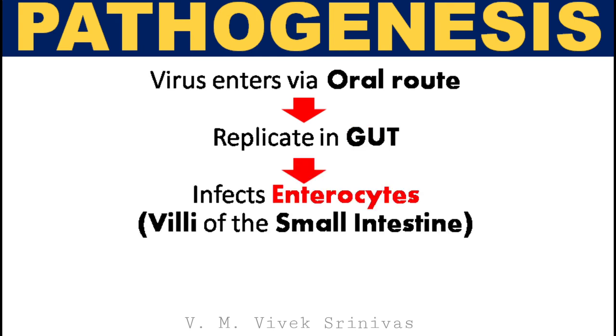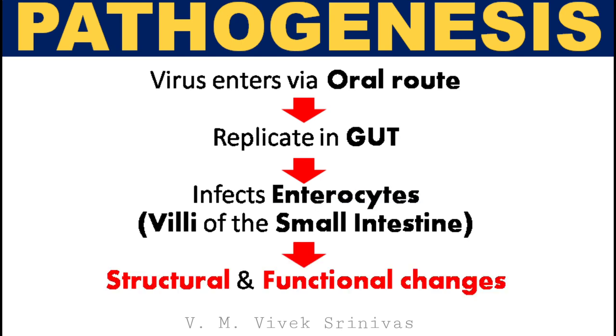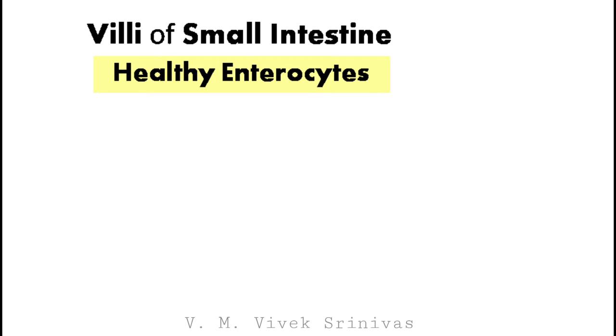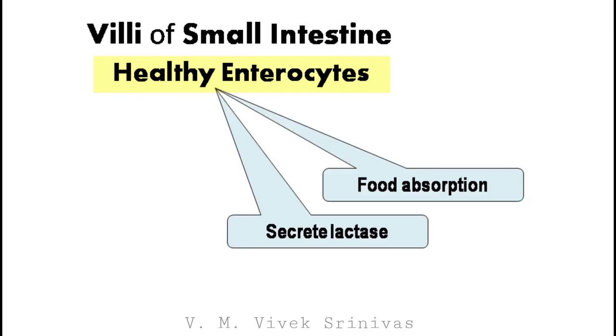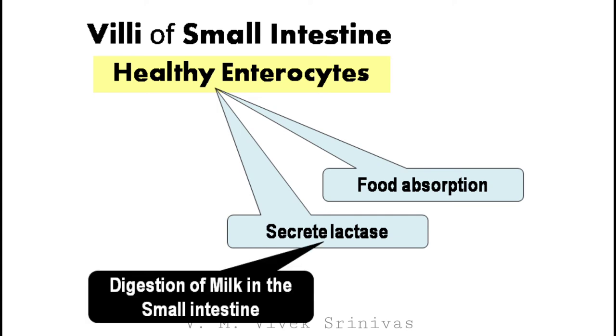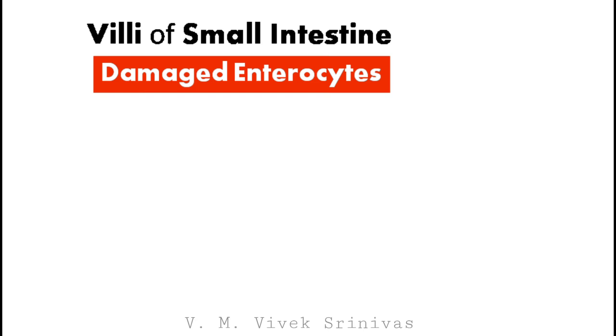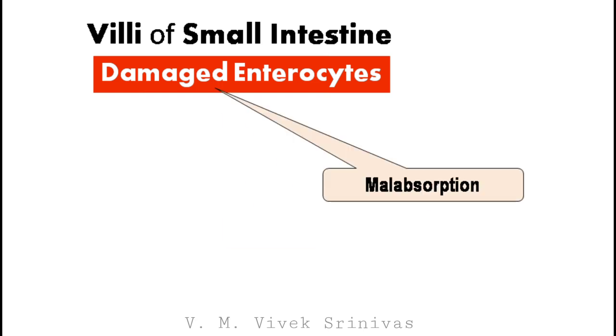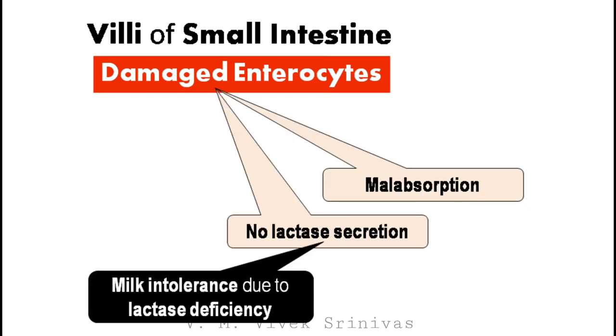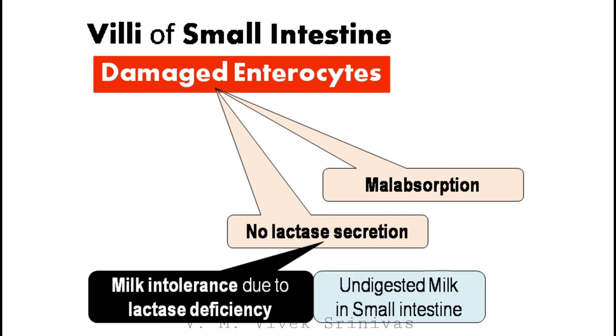It infects the enterocytes in the villi of the small intestine, leading to structural and functional changes of the epithelium. Normally, the healthy enterocytes in the villi of the small intestine help in food absorption and secrete lactase, which in turn helps in the digestion of milk in the small intestine. Due to damaged enterocytes, there will be malabsorption of food and no lactase secretion, which will lead to milk intolerance due to lactase deficiency, that is, undigested milk in the small intestine.